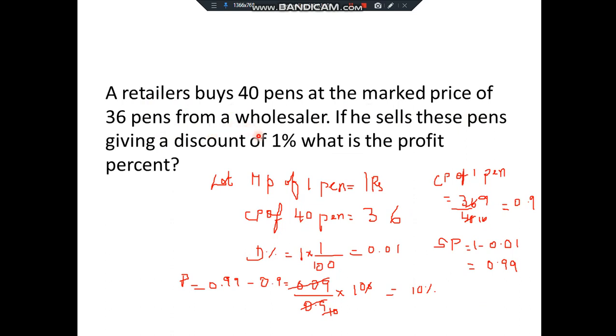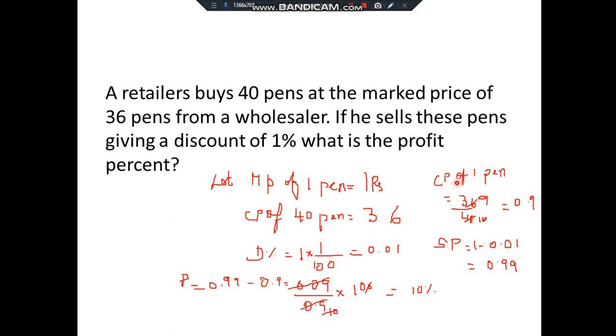If he sells these pens giving a discount of 1%, what is the profit percent? What they have given is that the cost price of 40 pens is equal to 36 rupees. Let us consider the mark price of 1 pen as 1 rupee.